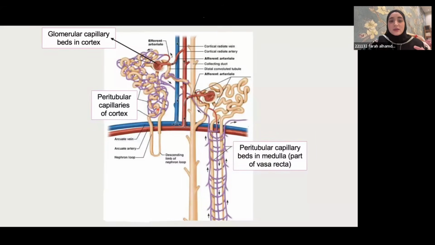the kidney. See the glomerular, so this is the glomerular capillary bed. These are the peritubular capillaries in the cortex. Look how they're like kissy, huggy with all the tubules here in the nephron. And here also in the medulla, same thing. But the special thing about them is that they're called vasa recta because they're straight. But they're the same exact type of vessels.